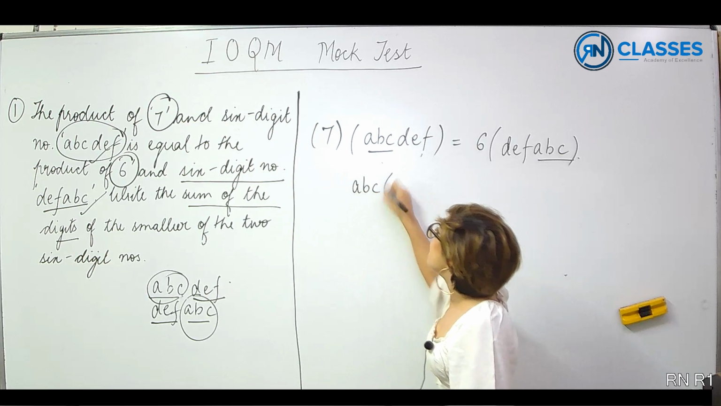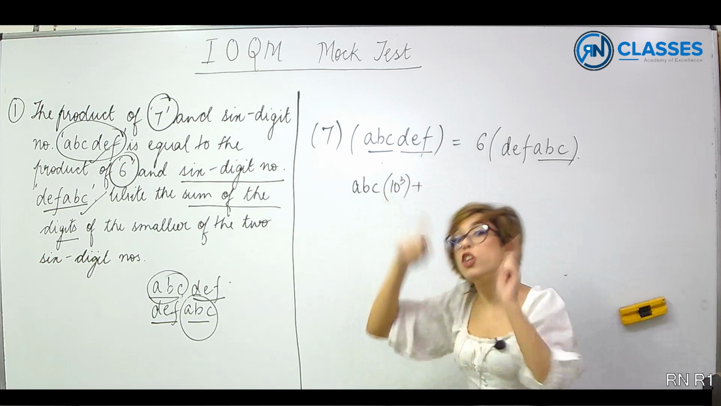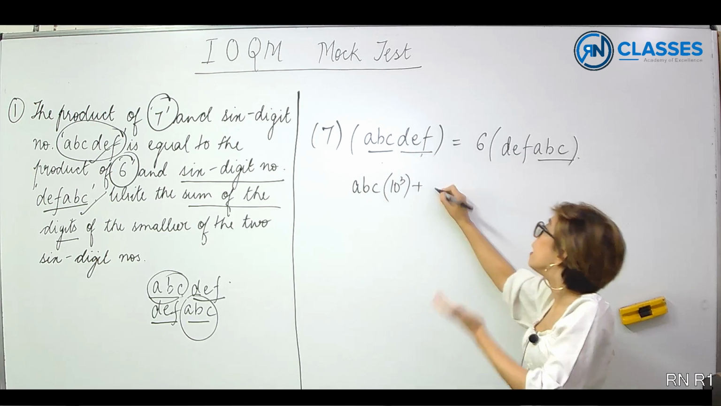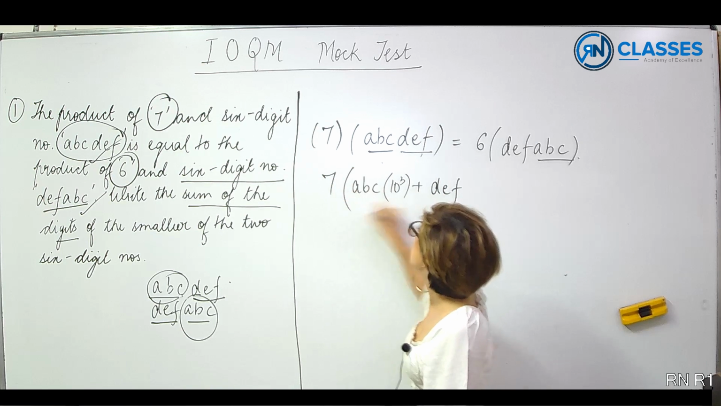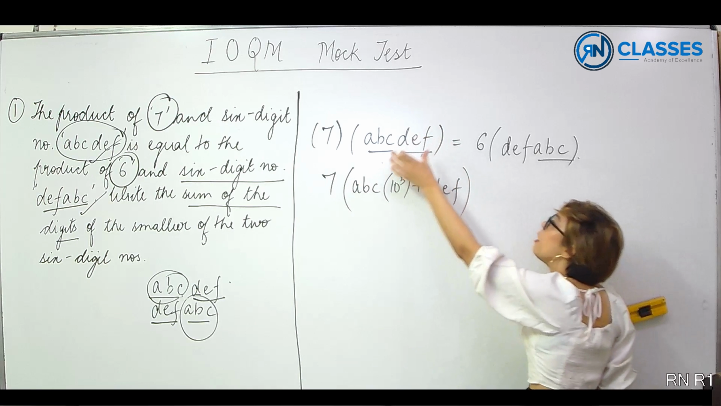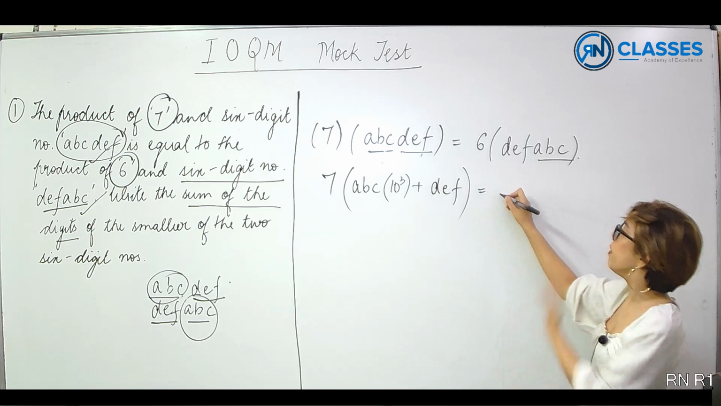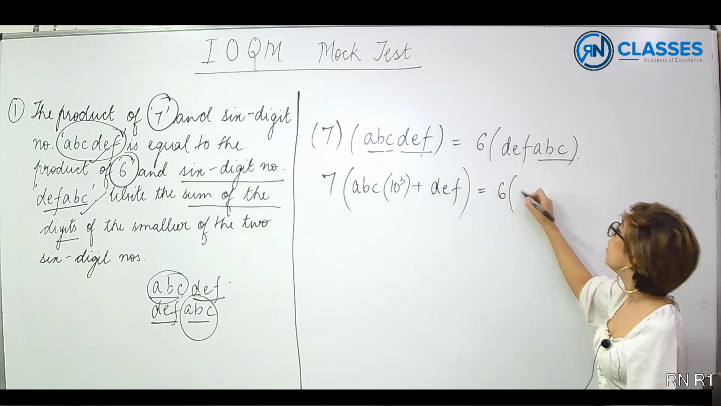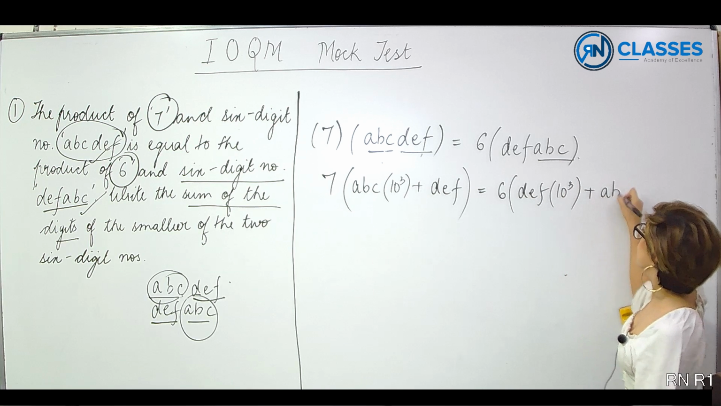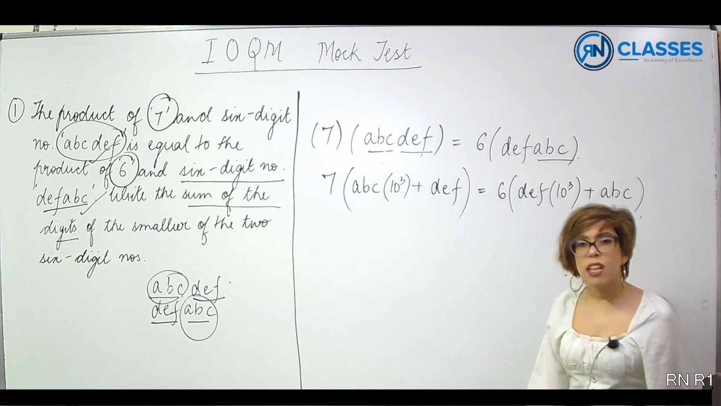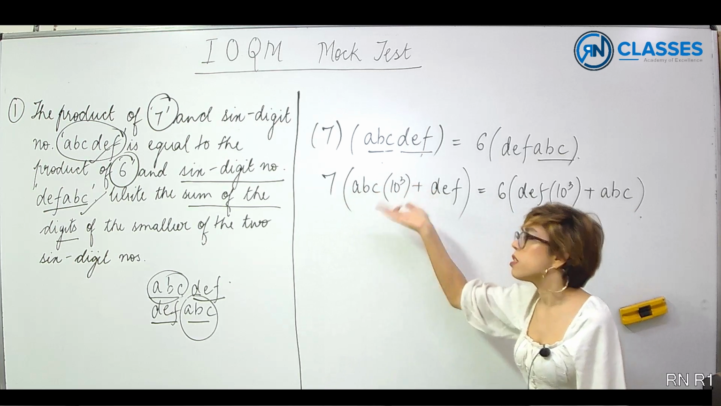ABC into, obviously that is 10 cube, plus DEF, again I will not change it because I need that chunk, so DEF, right? I will multiply 7 with this. I will write the expanded form of this number in this way. Cool. On similar lines I can do it on the right hand side, so 6 into, now this becomes DEF into 10 cube plus ABC. Right? Now mind it, I can write it 7 into 1000 into ABC.